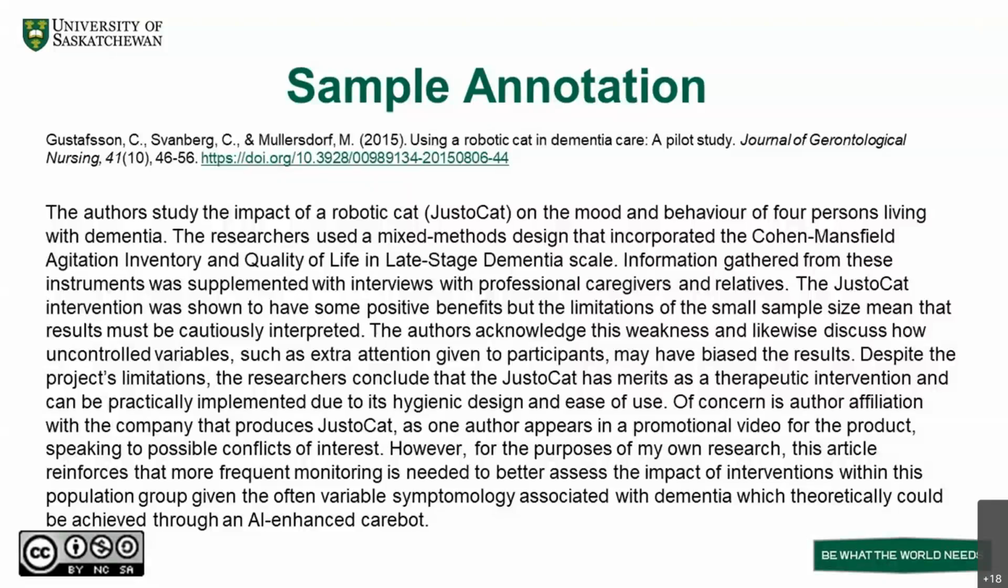The authors study the impact of a robotic cat, JustoCat, on the mood and behavior of 4 persons living with dementia. The researchers used a mixed methods design that incorporated the Cohen-Mansfield Agitation Inventory and Quality of Life in Late-Stage Dementia Scale. Information gathered from these instruments was supplemented with interviews with professional caregivers and relatives. The JustoCat intervention was shown to have some positive benefits, but the limitations of the small sample size mean that results must be cautiously interpreted.